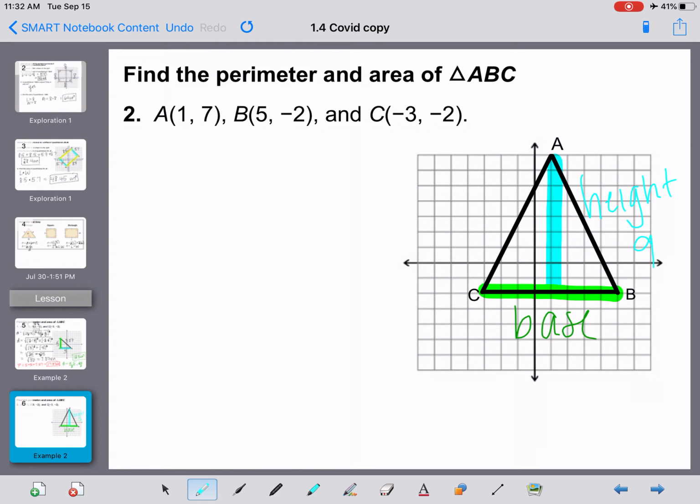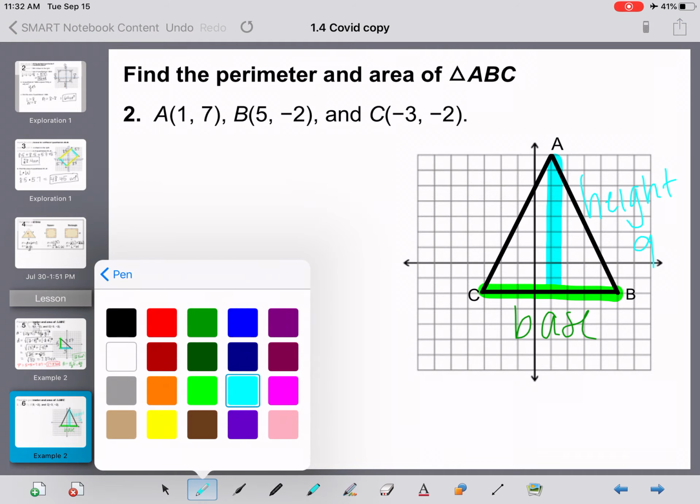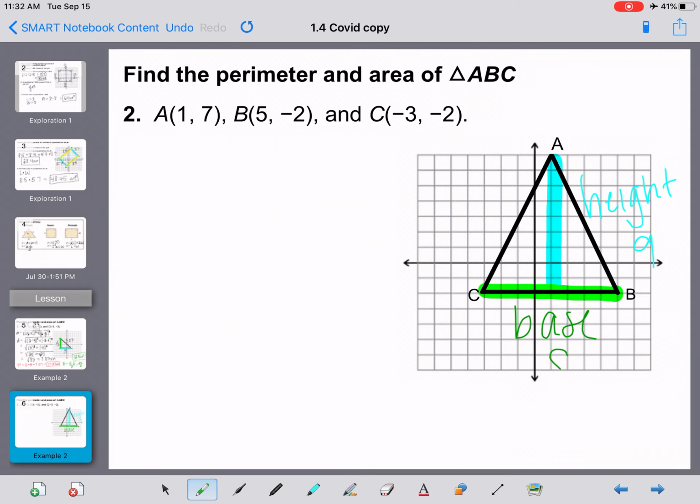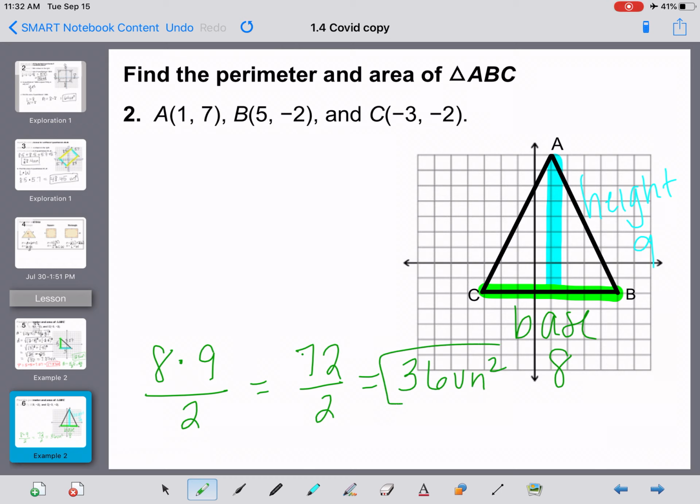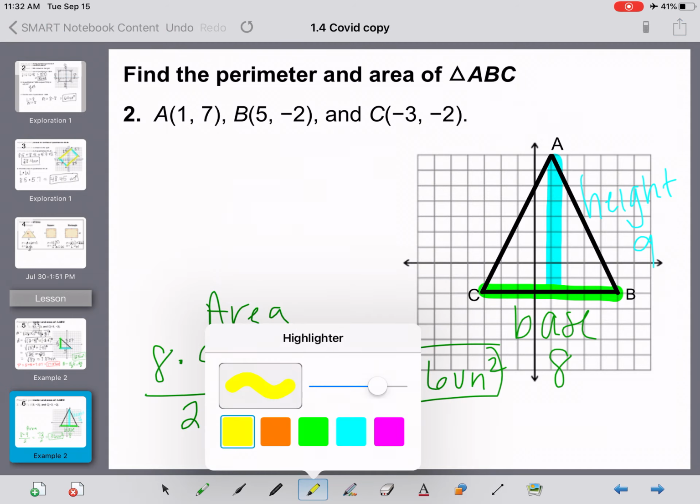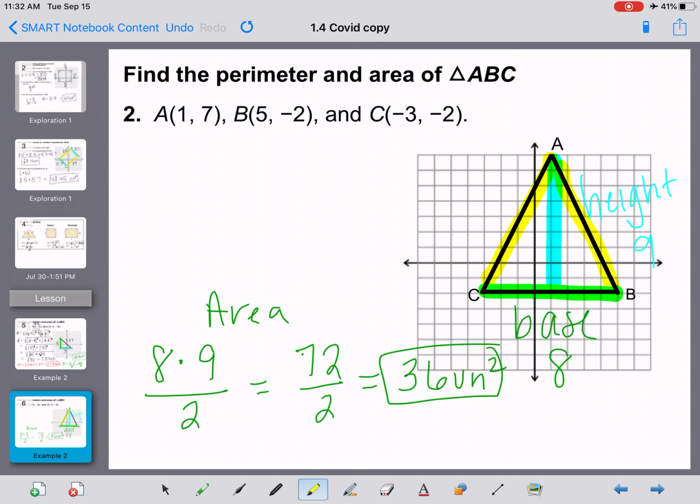And our base would be 1, 2, 3, 4, 5, 6, 7, 8. So our base would be 8. So the area then would be our base times our height, and then divided by 2. So that would be 72 over 2, which is going to give me 36 units squared. So this was the area. And then for the perimeter, like I said, I wasn't going to finish it. You would just need to find the length of these two sides using the distance formula.